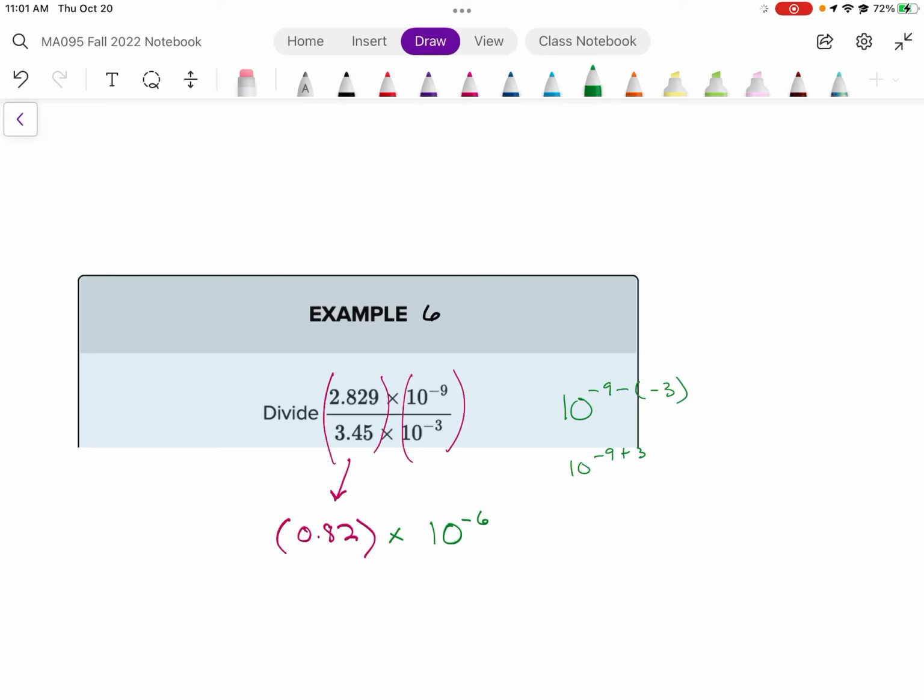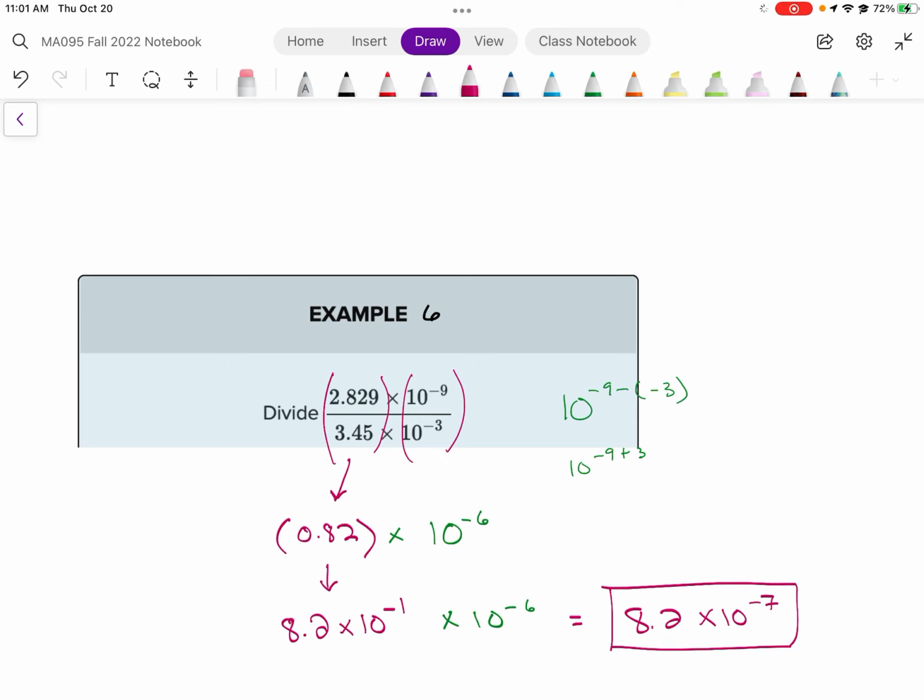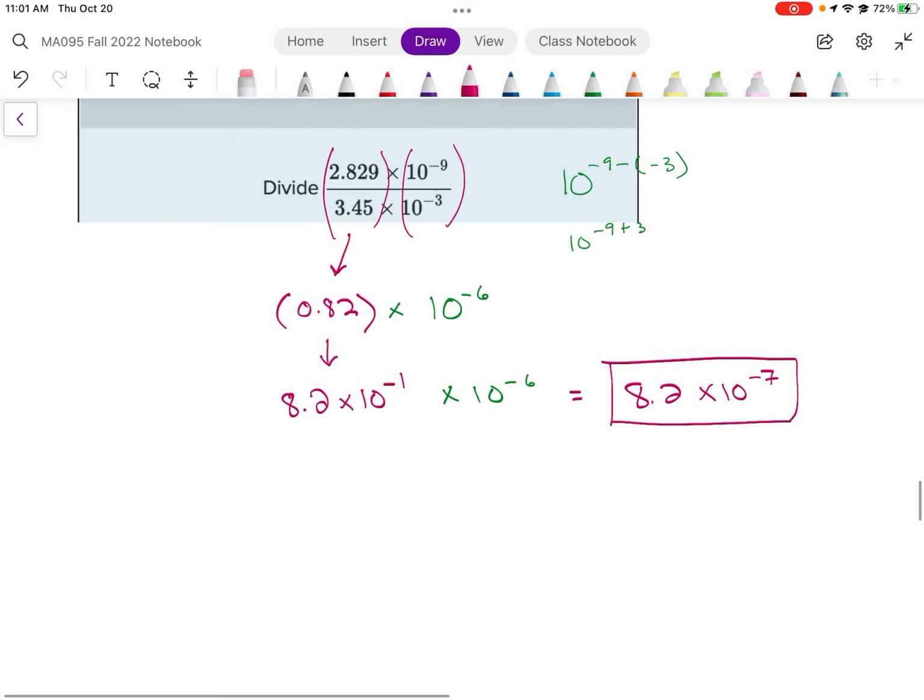All right, but 0.82 is not between 1 and 9.99, so I've got to turn this into 8.2 times 10 to the minus 1. And that is times 10 to the minus 6. So this whole thing becomes 8.2 times 10 to the minus 7. Again, the long way, we'll find the button on the calculator so I can show you how to do that.